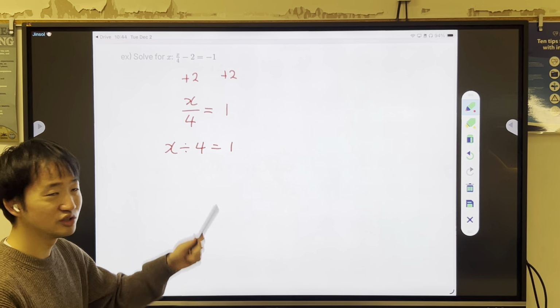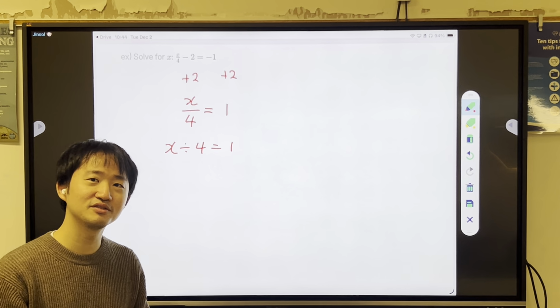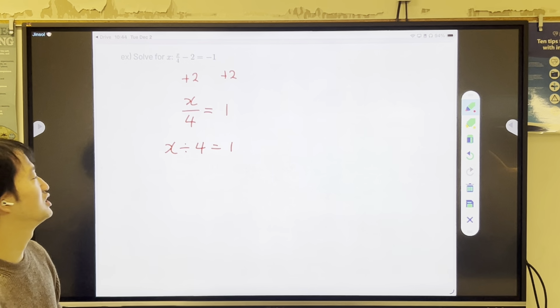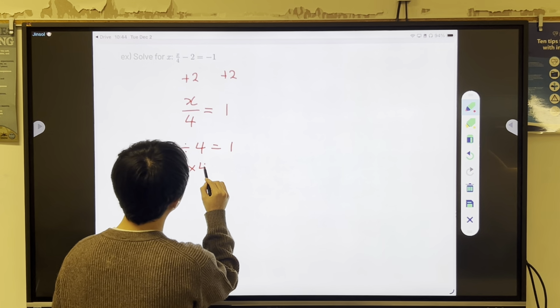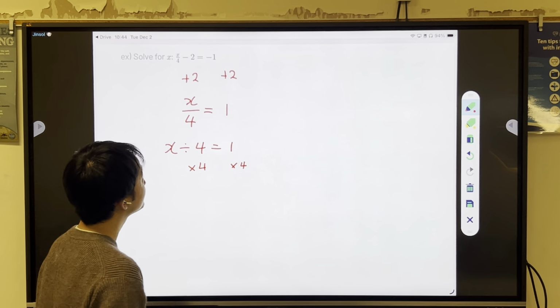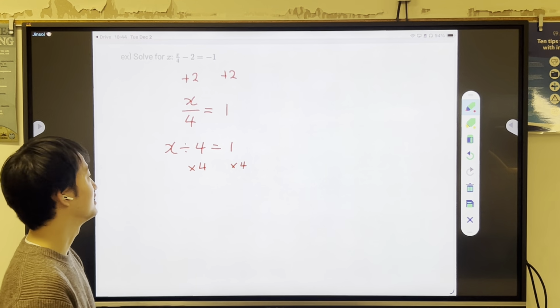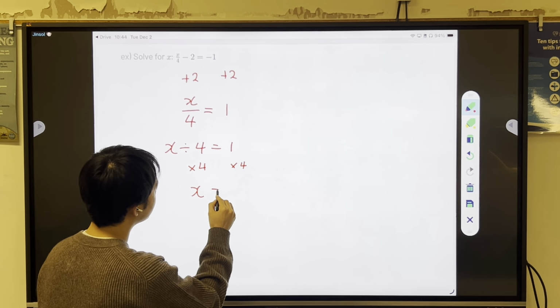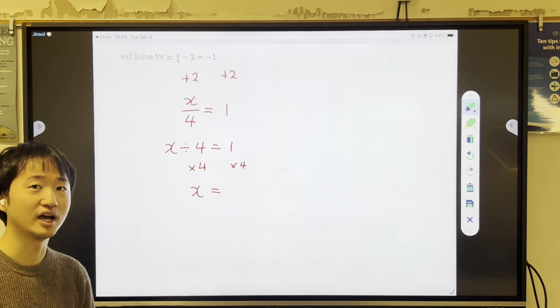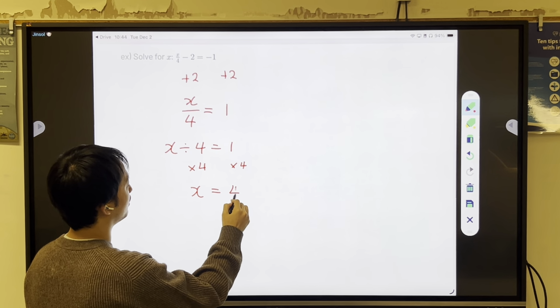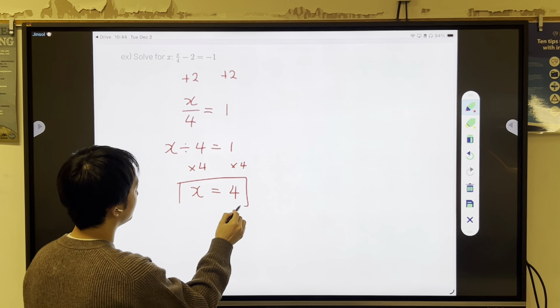How do I undo divided by 4? What is the opposite of divided by 4? It's multiplied by 4. So let's do multiplied by 4 on both sides. Divided by 4, multiplied by 4, they'll cancel each other out. So I have x left on the left-hand side. On the right-hand side, 1 times 4 is simply just 4. So that's my final answer.